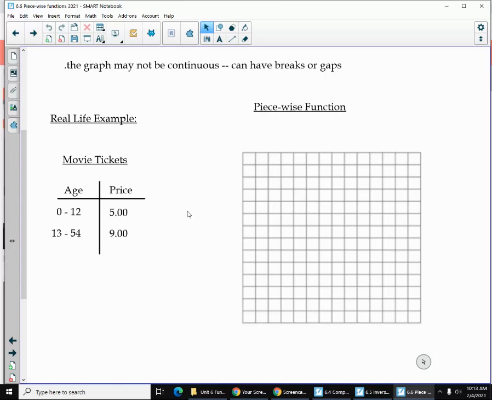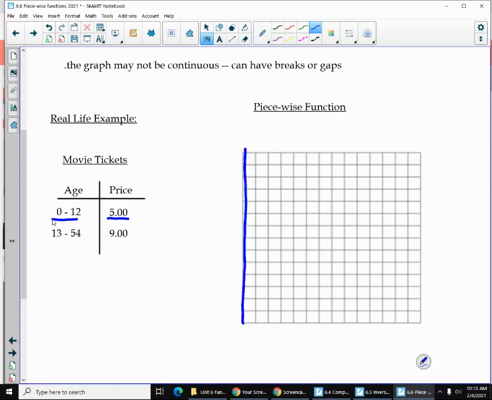So what does this mean? If your age is between 0 and 12, you are paying $5. If you are between 13 and 54, you are paying $9. And then we don't know what happens later. So how do we graph this?